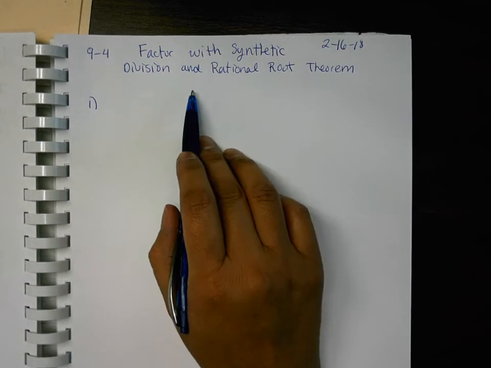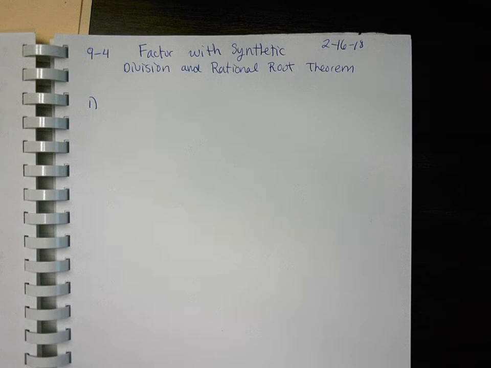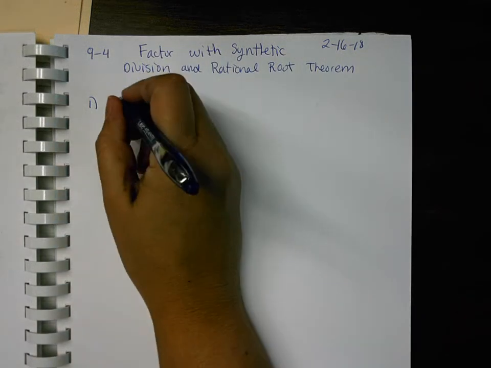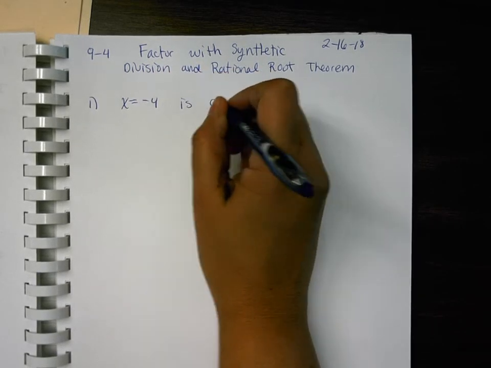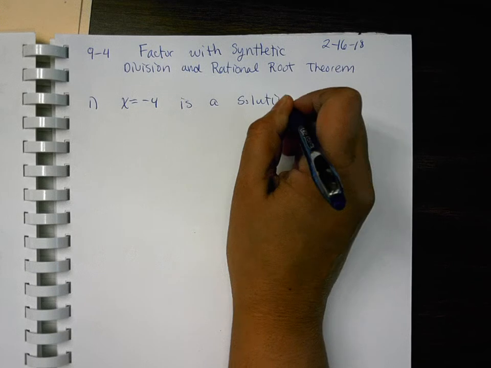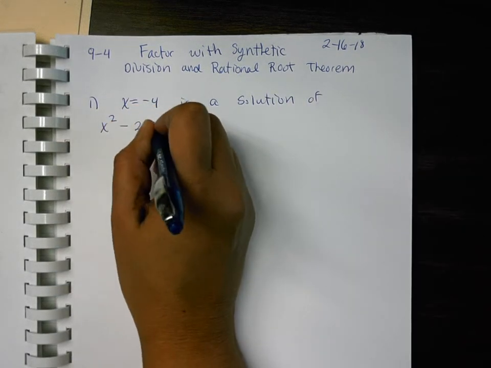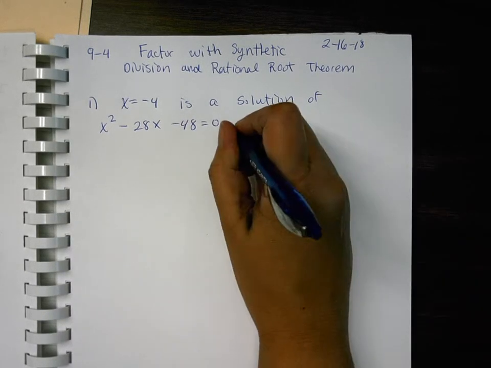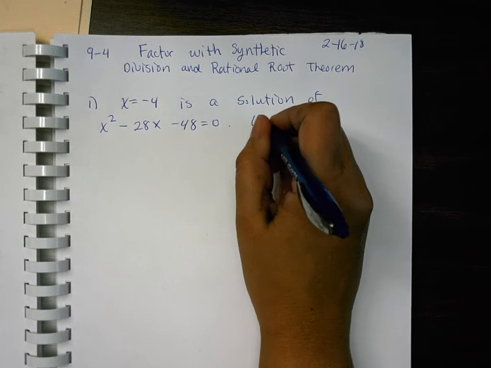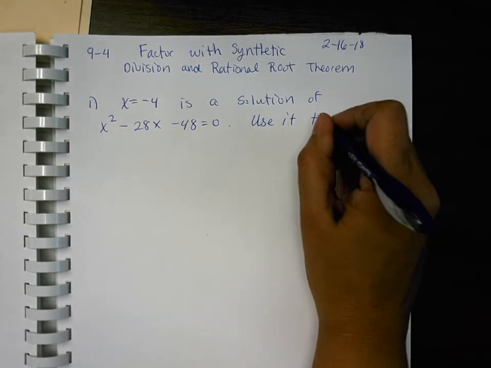All right. We're continuing with the synthetic division that we did two days ago. You guys did this last year in Math 3, so again, still review. X equals -4 is a solution of x squared minus 28x minus 48 equals 0. Use it to help factor completely.